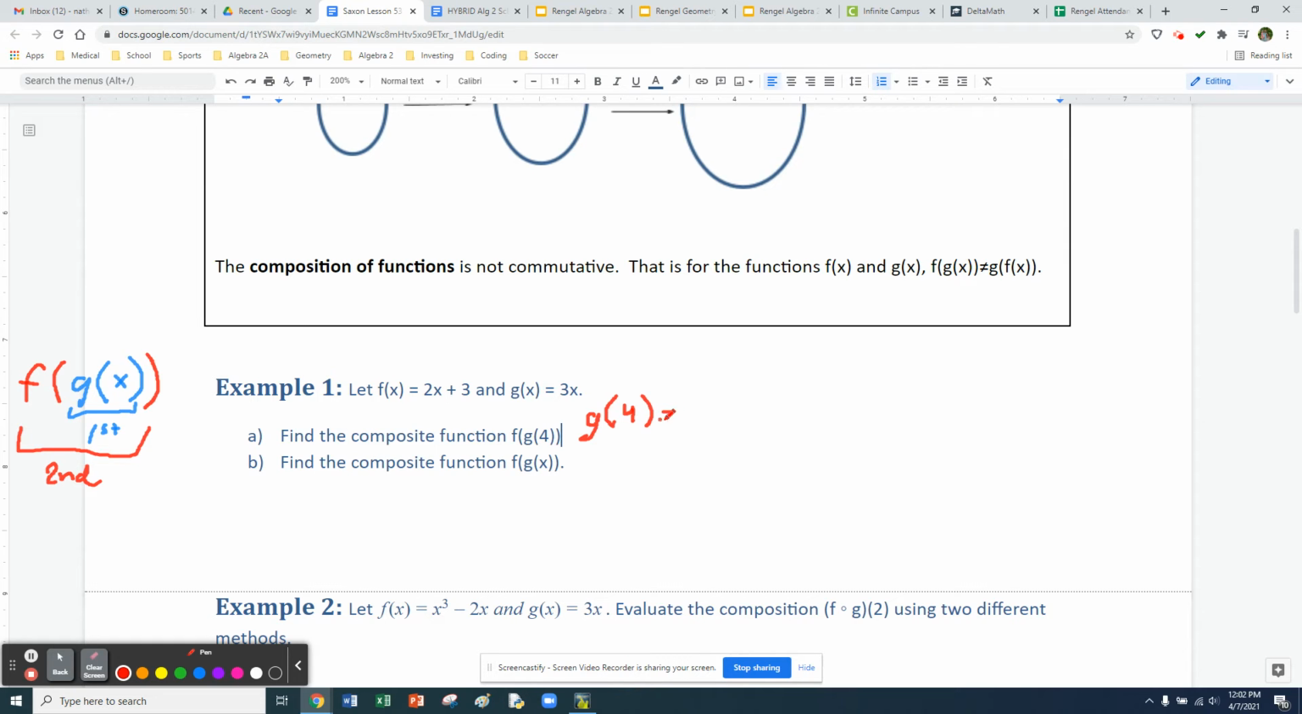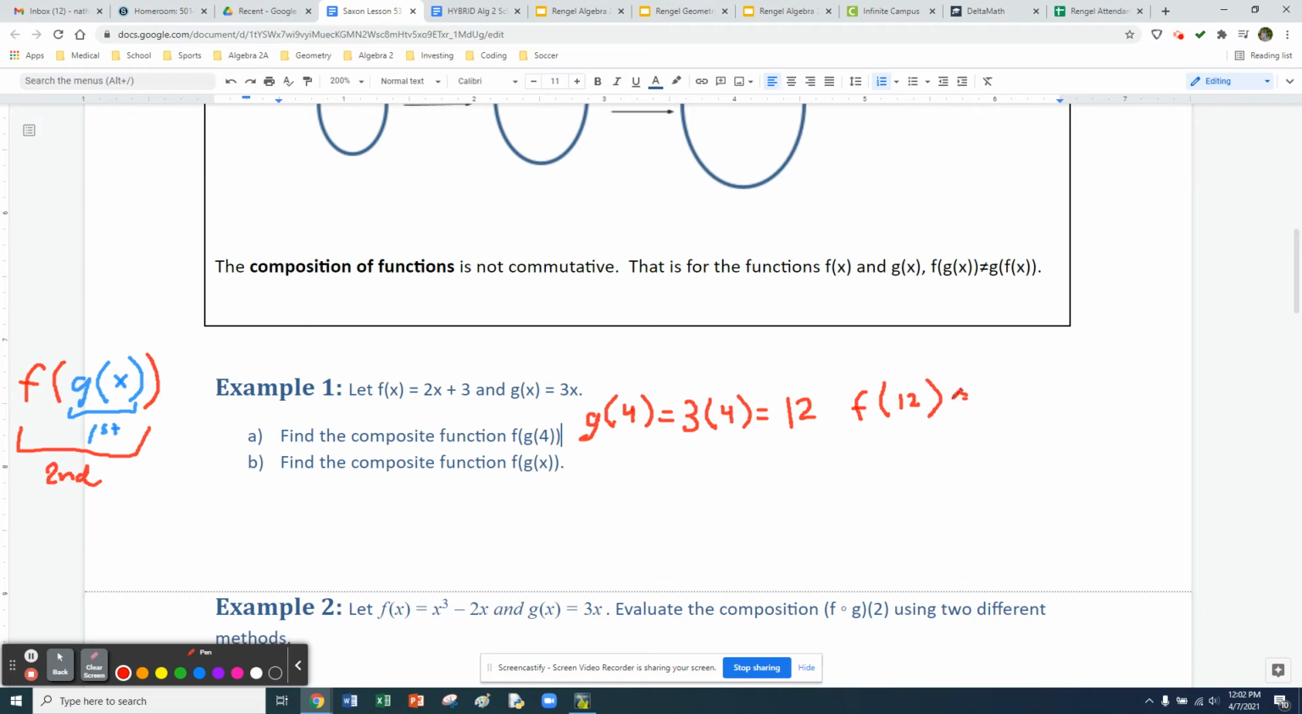So g of 4 is going to be a 4 put into the g function rule, which is 3 times 4, which is going to equal 12. So 12 is going to be the output that I get with that g function. Well, like from above, the chain reaction is now 12 becomes the input into that next outside function, which is the f. So now I'm going to figure out what is f of 12.